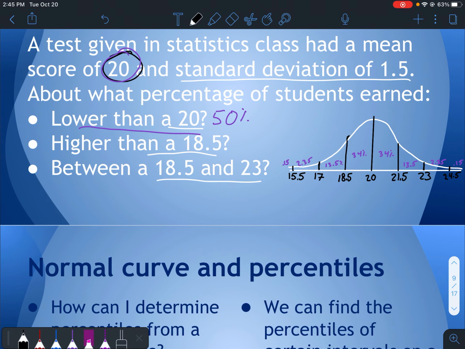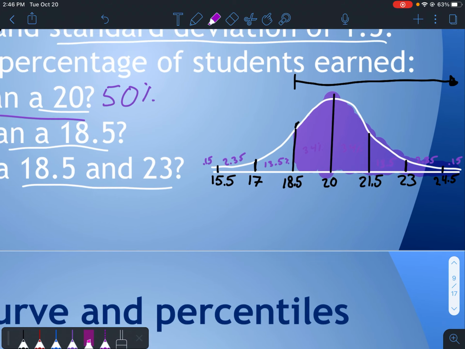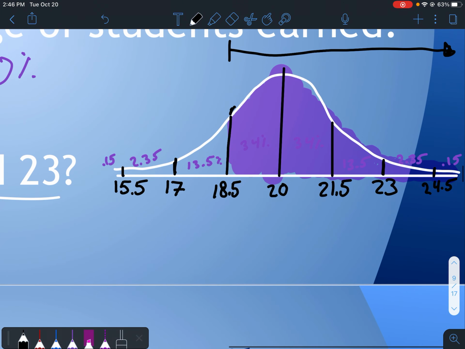So if you don't want to say, okay, the mean, above, below, whatever it is, you can just add up the chunks that you have. So higher than an 18.5. 18.5 is over here, so we're looking at anybody who scored anything over here. If I could shade this in, I would say, okay, it's going to be this one, this one, this one, this one, and this tiny little one down there.